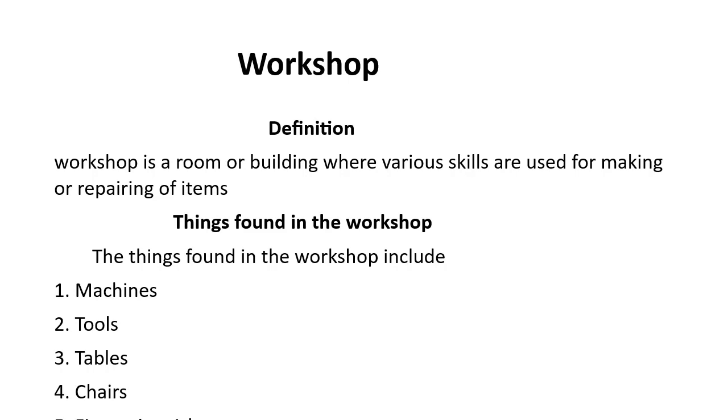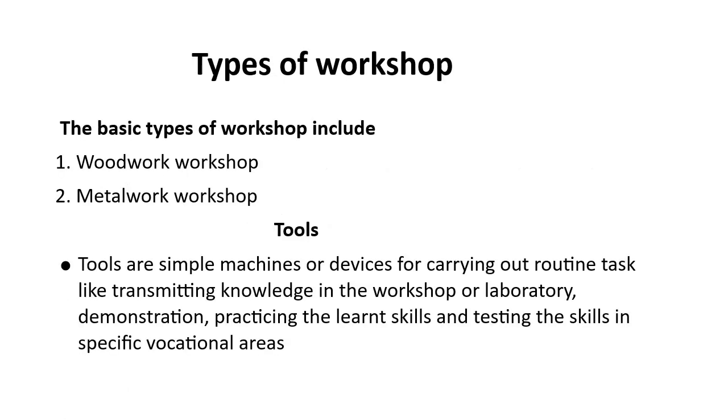The things found in the workshop include machines, tools, tables, chairs, fire extinguishers, instructional manuals. I'll go through it again. The things found in the workshop include 1. Machines. 2. Tools. 3. Tables. 4. Chairs. 5. Fire extinguishers. And 6. Instructional manuals and so on.